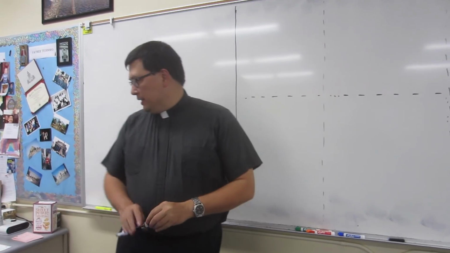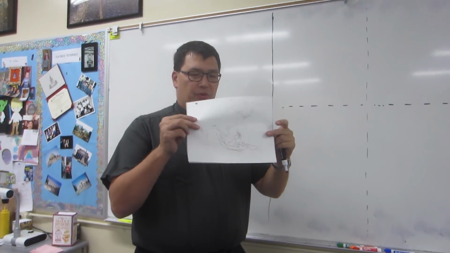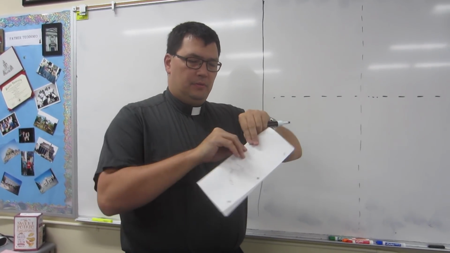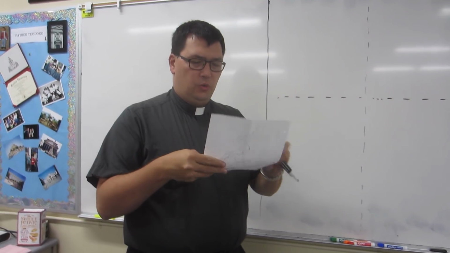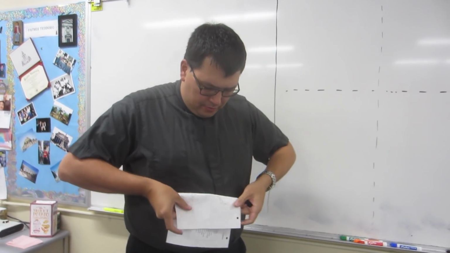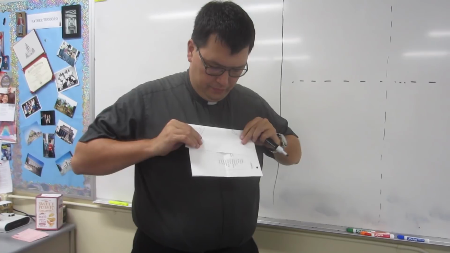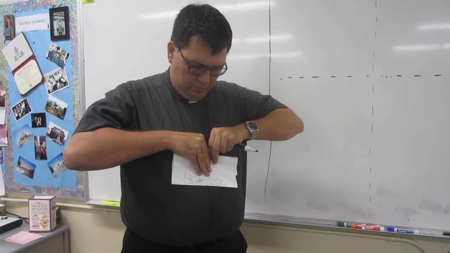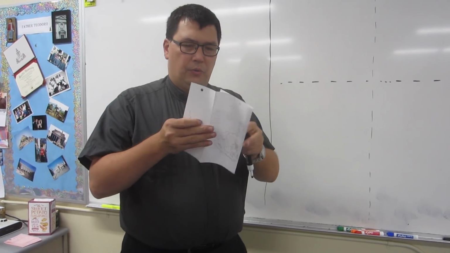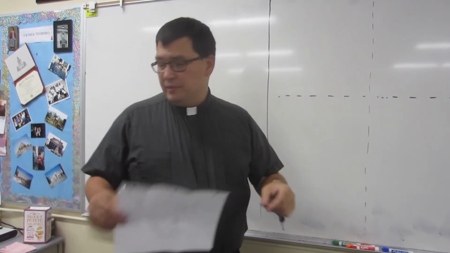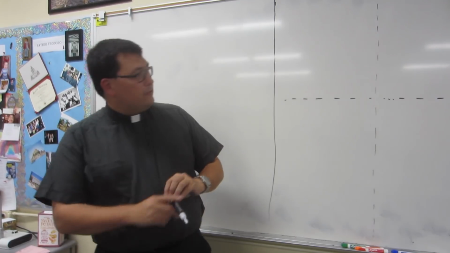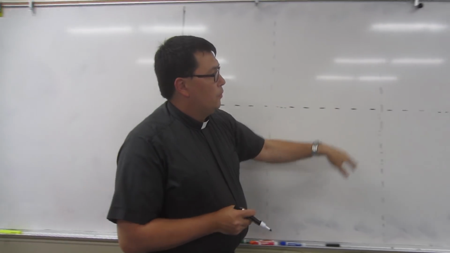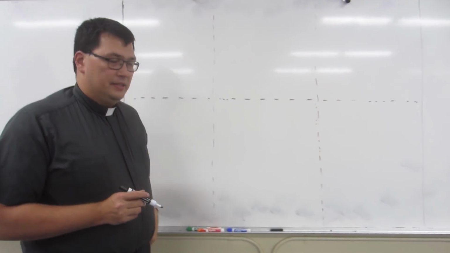So the first key in this is to fold our map in 6. When you get your piece of paper, you need to fold it once the long way, and then you need to fold it twice the short way, like a letter, in order to create 6 boxes. And that's what I've created here: 1, 2, 3, 4, 5, 6 boxes.